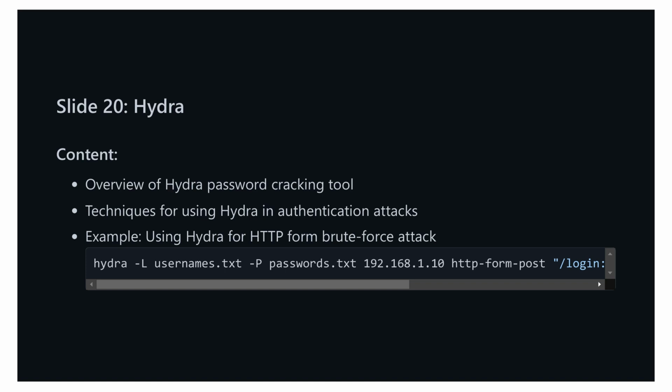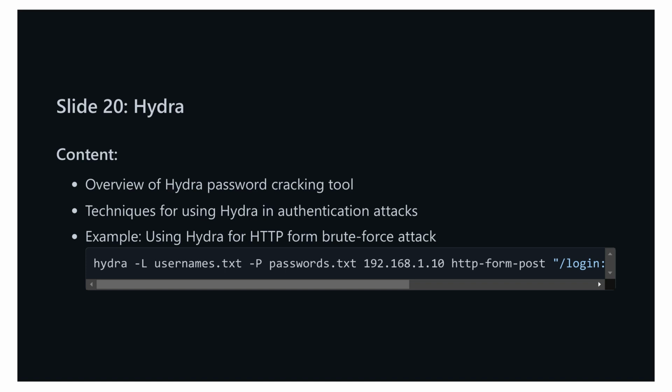In this case, you might use a command like hydra -L usernames.txt -P passwords.txt 192.168.1.10 http-form-post /login. This command tells Hydra to read potential usernames from usernames.txt and potential passwords from passwords.txt. It will then target the IP address 192.168.1.10, specifically the HTTP form, making attempts to log in at the /login endpoint.